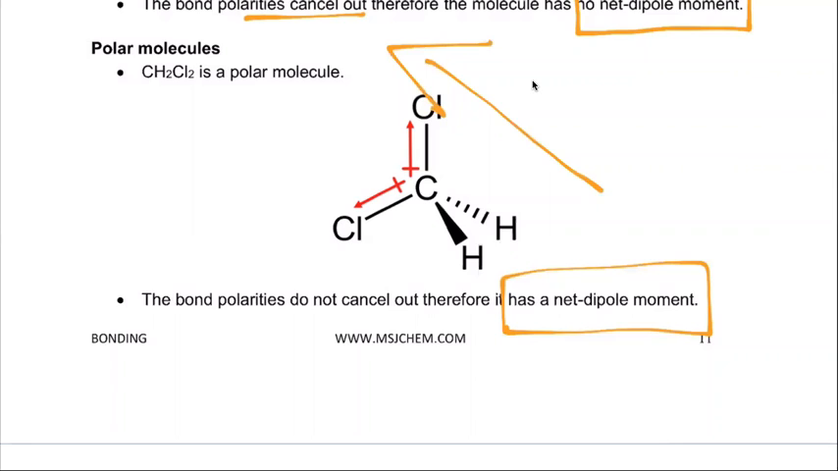And that net dipole moment can be represented by drawing an arrow like that over the whole molecule. So that means that over here, this side of the molecule where these 2 chlorines are, that's going to be more negative. The side of the molecule over here where the hydrogens are, that side's going to be more positive.